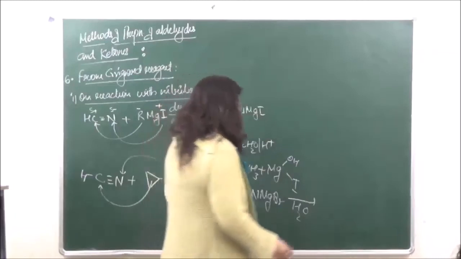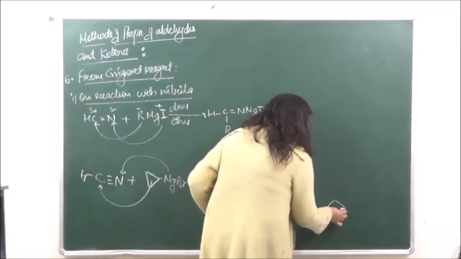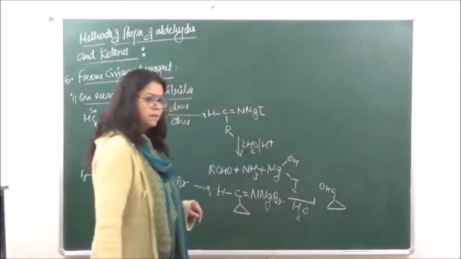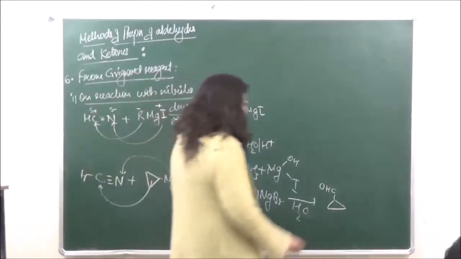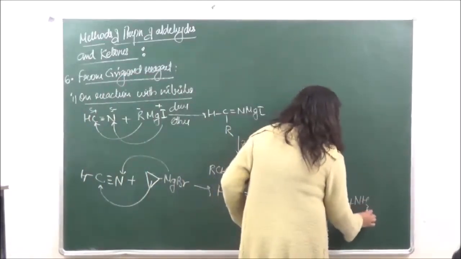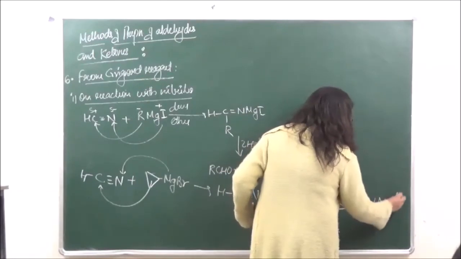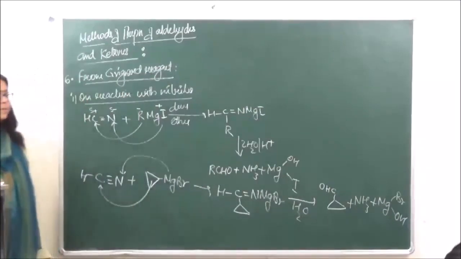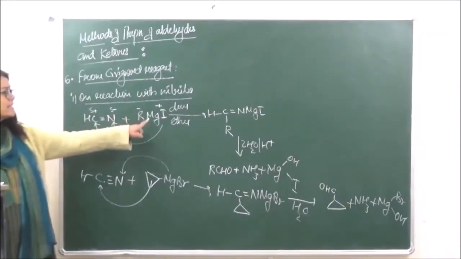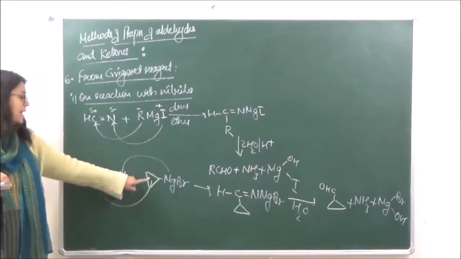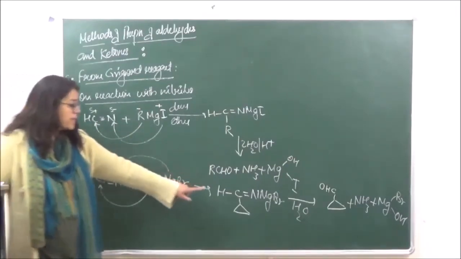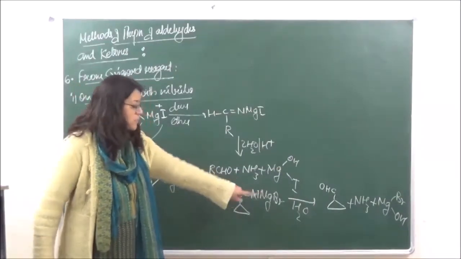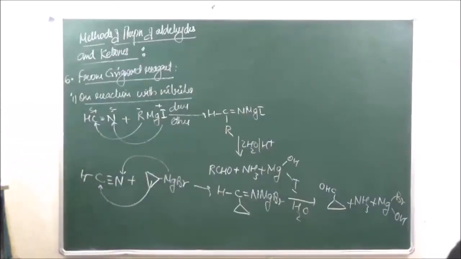What are we going to get? We will get cyclopropane carbaldehyde, CHO plus NH3 plus MgBr and OH. Have you understood? It is the same mechanism as we have done over here. This is the alkyl group now. So this alkyl group will attack at the carbon atom. This is going to give us an aldehyde plus ammonia reacting with water and plus magnesium hydroxybromide.